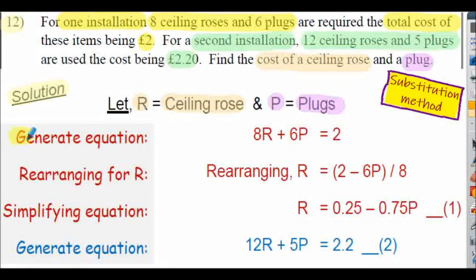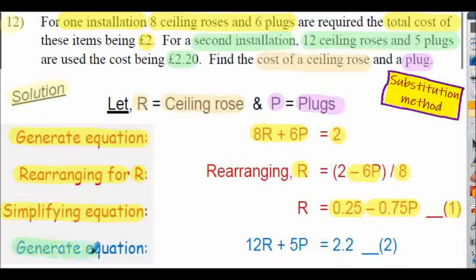So same process as for question 11, we need to generate equations given the information in the question. So we're told that 8 ceiling roses plus 6 plugs cost £2. Again, I've rearranged this equation for R, so simply subtract 6p from both sides of the equation and divide by 8. So R is equal to 2 minus 6p, all divided by 8. In this case, I have simplified the equation slightly because I can divide 2 by 8, gives me a quarter or 0.25, and I can divide the negative 6 by 8, negative 3/4, or in decimal, negative 0.75p. Labelled that as equation 1 for reference.